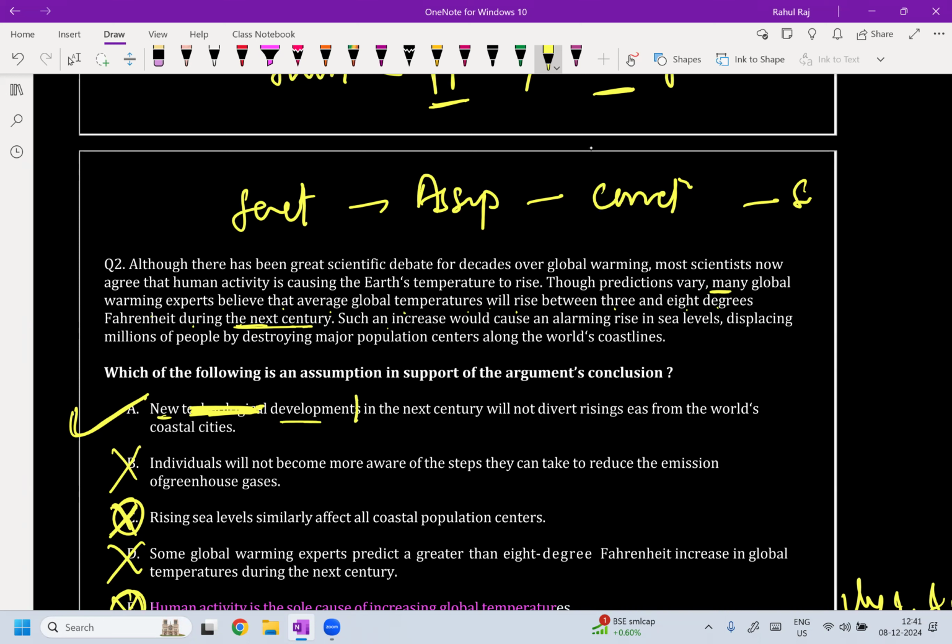New developments in the next century, 100% matching, right? New developments in the next century will not divert rising sea from the world's coastal cities, and therefore such an increase would cause an alarming rise in the sea level, displacing millions of people by destroying major population centers. Am I right? So if the author is writing a conclusion that such an increase would cause an alarming rise in the sea level, displacing millions of people, the author must have 100% assumed that no development is going to happen in the near future which will divert rising sea. And if rising seas are not diverted, then yes, the population will go to hell. Is that making perfect sense? Yes or no?